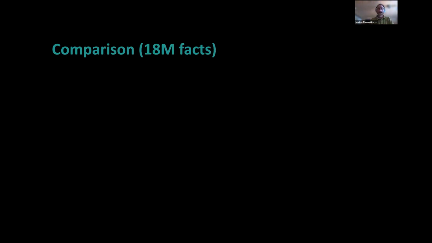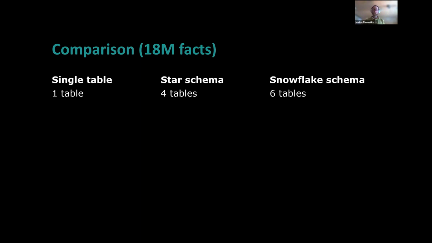I just did a quick test here, so this is not very scientific, but it still surprised me. So if you think about a single table, then we have one wide table where I loaded everything into it. And the star schema would have four tables: the fact table in the middle, and then the territory, the date dimension, and the product dimension. And for the snowflake schema, we would also have the product dimension split up into subcategory and category.